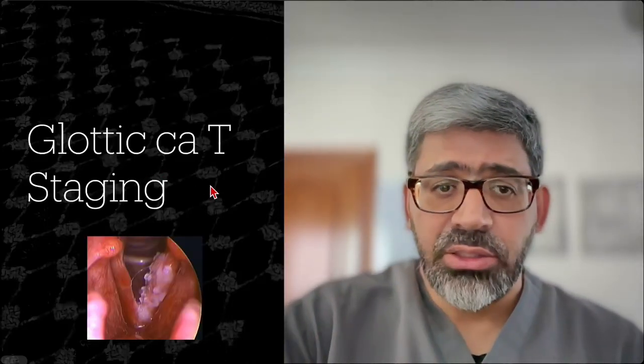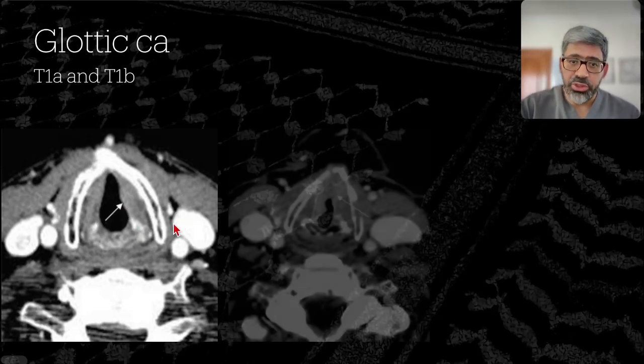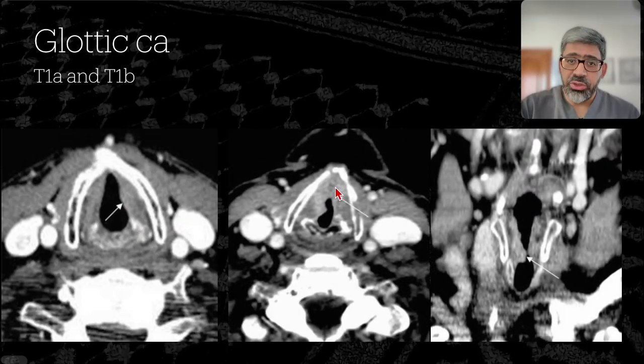For glottic cancer staging, this is an early stage T1A cancer. These are usually better assessed by clinical examination than by imaging. As we said, the main role of imaging is to assess for the submucosal extent of the tumor. This tumor is involving the anterior commissure, and you see the degree of thickening. It also extends into the anterior part of the left true vocal cord.